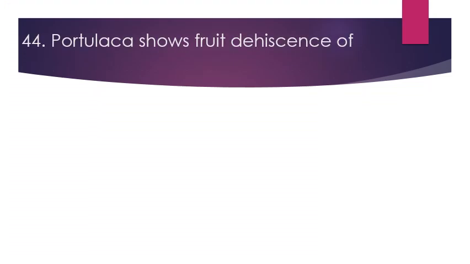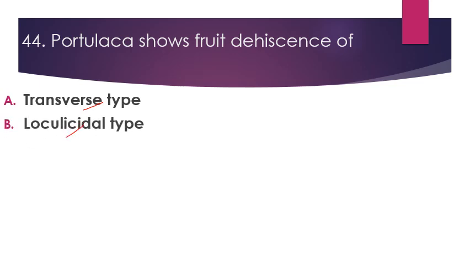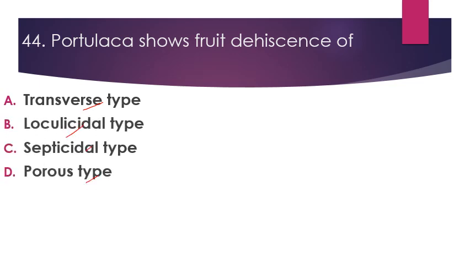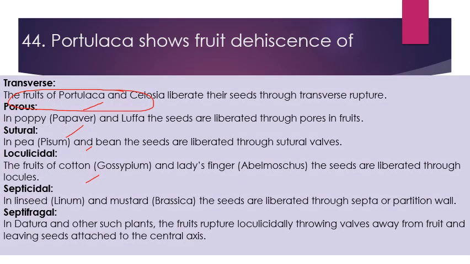Next question, Portulaca shows fruit dehiscence of. Our options are transverse type, loculicidal type, septicidal type, or porous type. So the right answer is transverse type. Here Portulaca shows the transverse type of dehiscence in its fruit. So fruits of Portulaca and Celosia liberate seeds through transverse rupture.